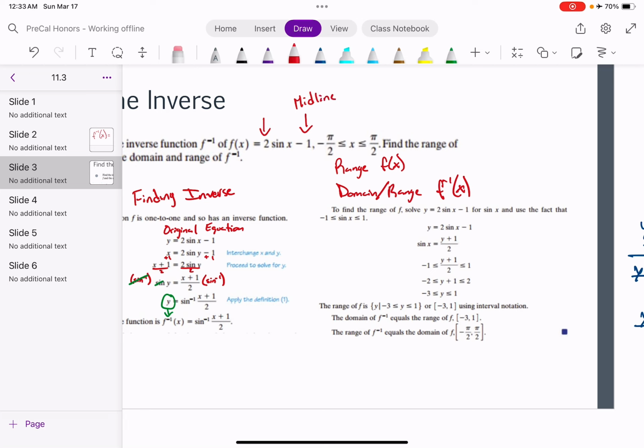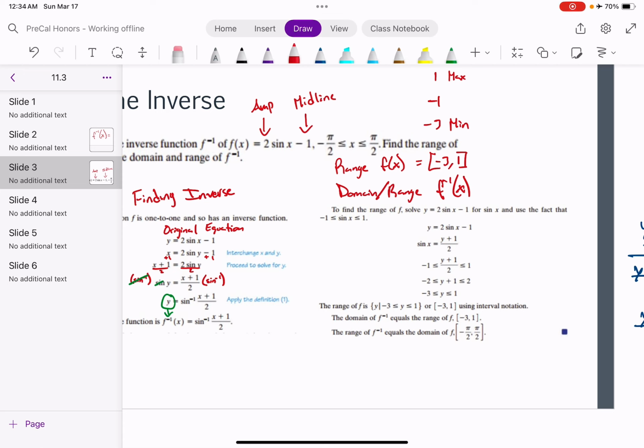In this case, our negative 1 is our midline, and our amplitude is 2. So in this case, what we are going to do is mark off our negative 1. We are increasing by 2, which would leave us with 1 as our max, and our min would be negative 3. So our range in this case would be from negative 3 to positive 1.